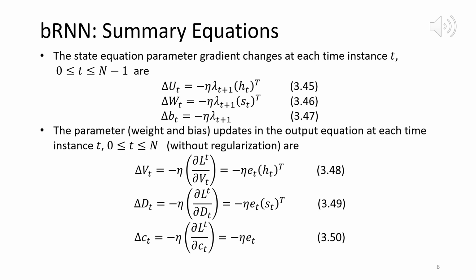Note that these equations are partial gradient of network parameters. Similarly, from appendix 3.2, the parameter, weight and bias, updates in the output equation at each time instance t, for t from 0 to n, and without regularization are shown in equations 3.48, 3.49, and 3.50. Usually, these parameter change contributions at each t instance are summed over t over their time horizon to provide one change per sample, that is, a sequence over the time horizon duration. And, usually, these parameters are updated after a batch of samples for each iteration indexed by k during training.